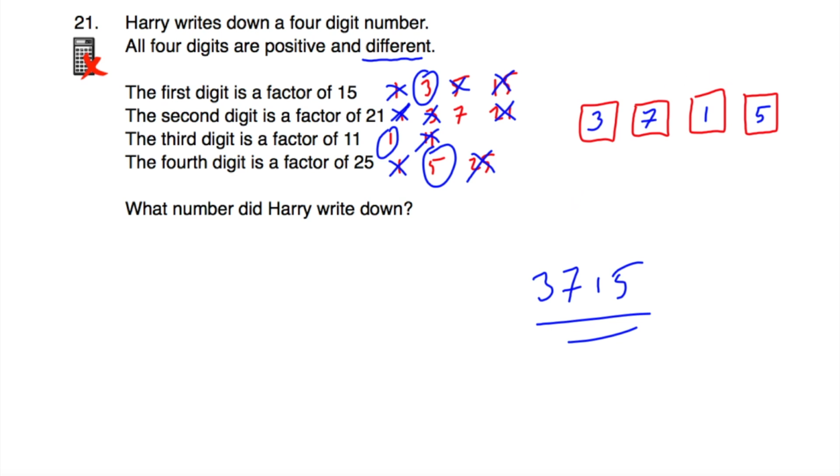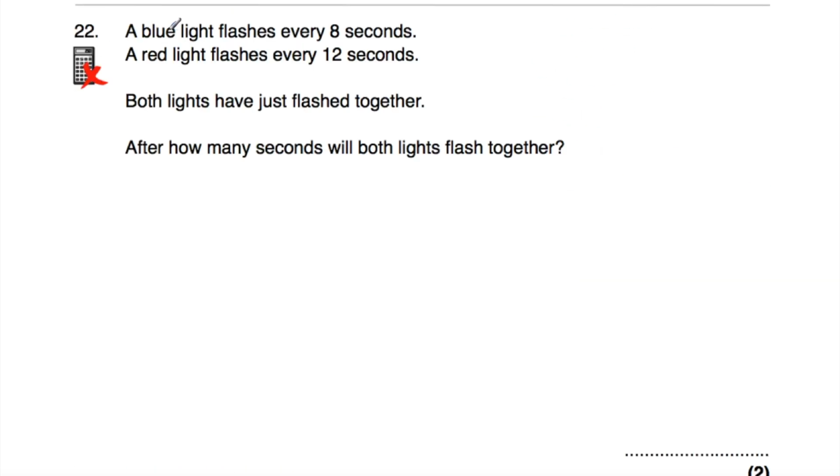Okay, let's look at our next question, question number 22. Question number 22 says a blue light flashes every 8 seconds and a red light flashes every 12 seconds and both lights have just flashed. After how many seconds will they both flash together again?